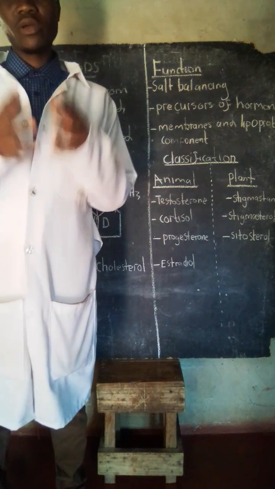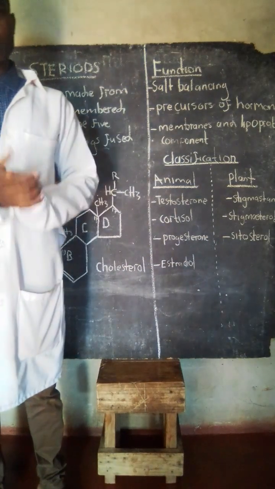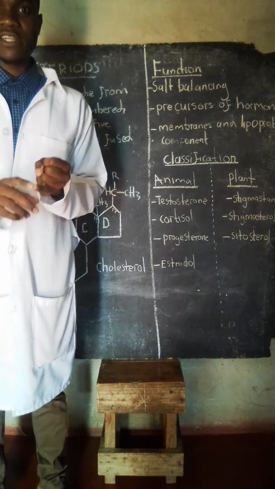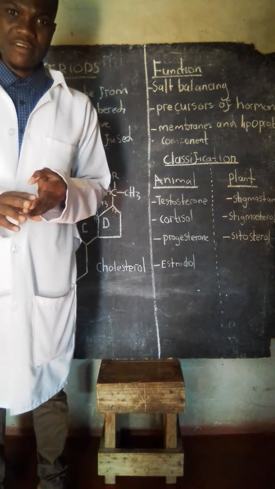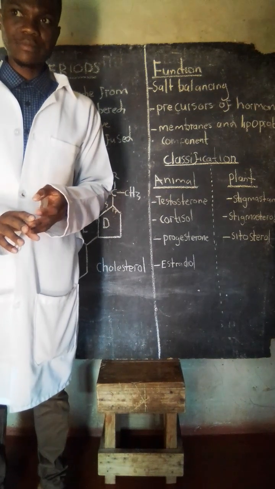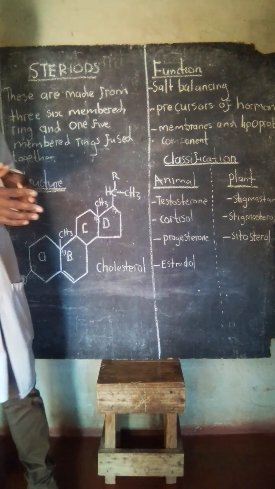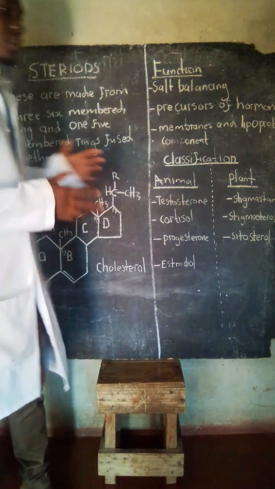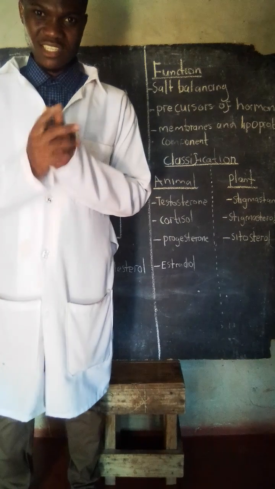In today's lesson, we're looking at a class of lipid which we call steroids. We've been doing different types of lipids. We've covered the fatty acids, the triglycerides, the sphingolipids, and the prostaglandins. But today we're going to cover a kind of lipid which we call the steroids. So what are steroids? That's the question that we are going to digest this morning.